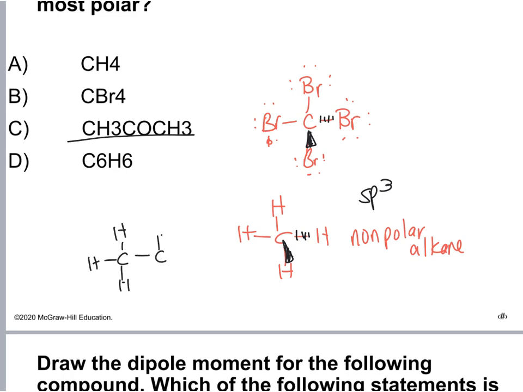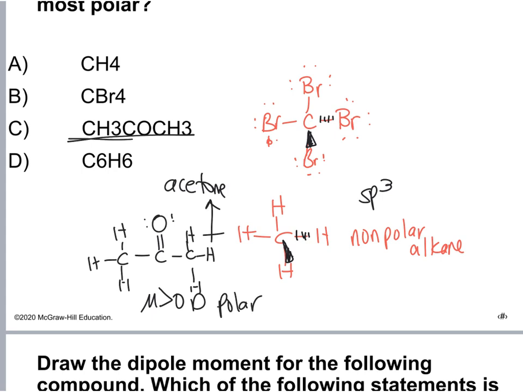This one here, you have a ketone. This ketone is actually acetone if you work in the lab, and the dipole goes towards the north. So this would be greater than 0 debye. This would be a polar molecule.